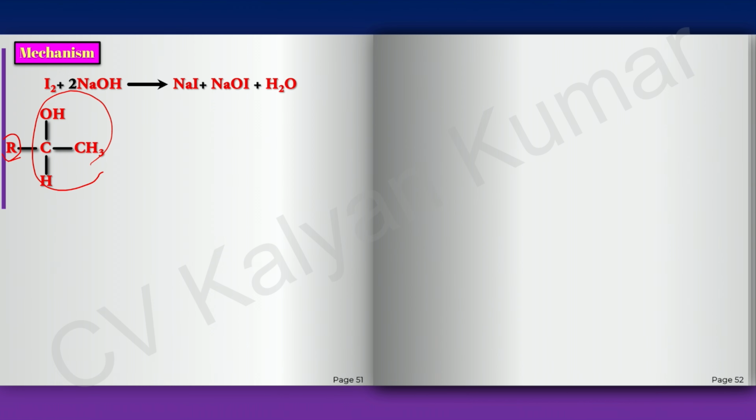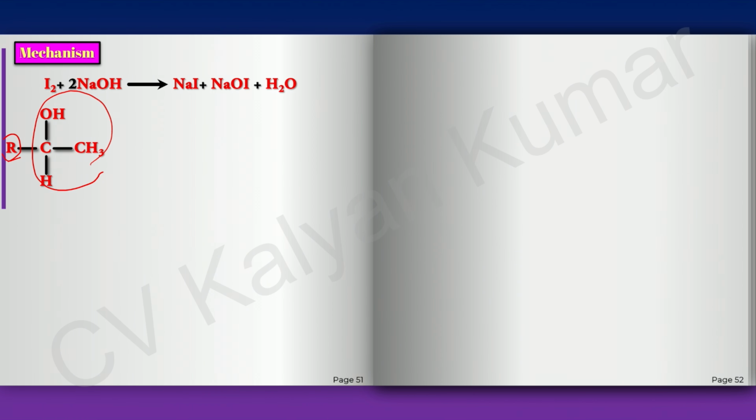Now what happens is, first of all, iodine reacts with NaOH and forms NaI, NaOI and water. Now remember, NaOI is a mild oxidizing agent. Okay, it's a mild oxidizing agent. So what it does is, if you take a secondary alcohol, or even a primary alcohol would do, because R can be an H also. But this part is necessary for an alcohol to have.